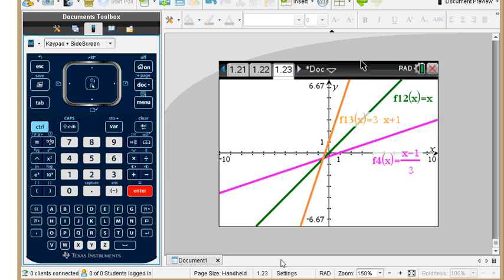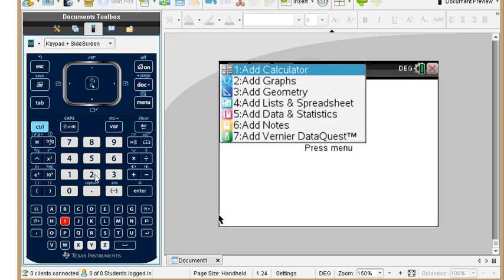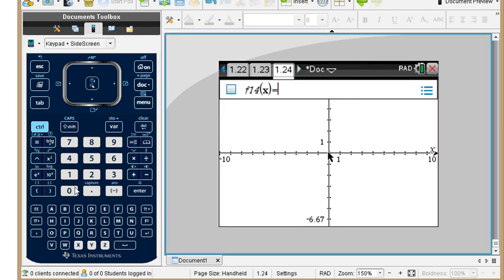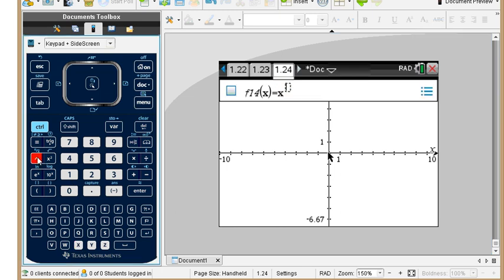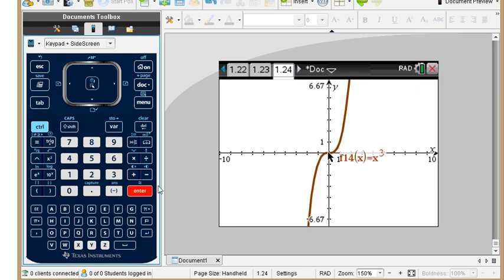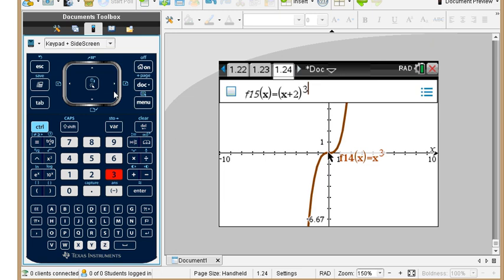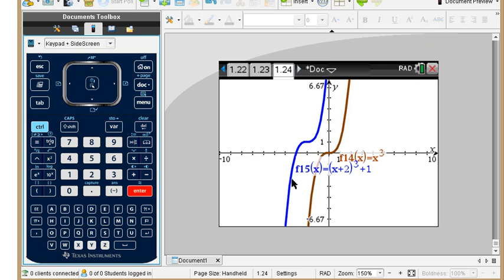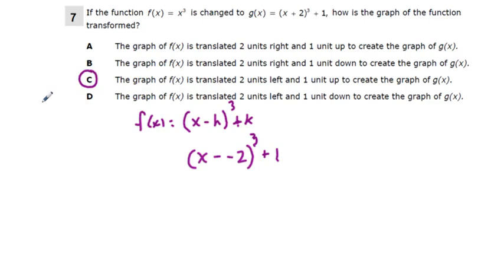One thing you can do quite easily in the calculator is go like this. If we go to Control I, we can add a graph and just put in x cubed, see what that looks like. Okay, and then to compare, we can enter another function. We can put quantity x plus 2 cubed. Okay, and then over here put plus 1. Should shift to the left 2 and up 1. Certainly does. C is our correct answer.